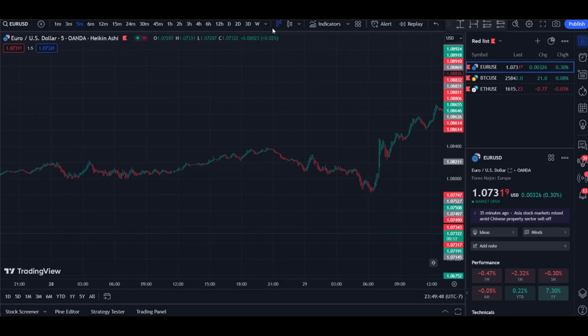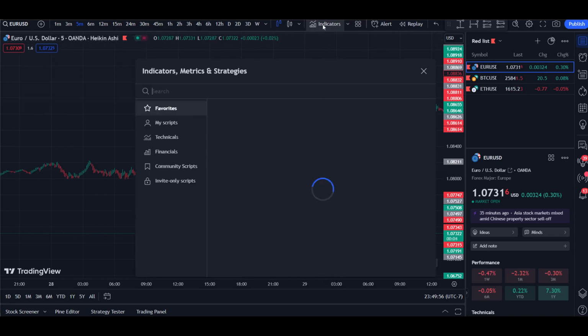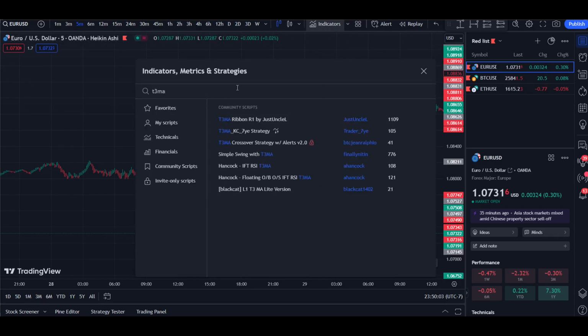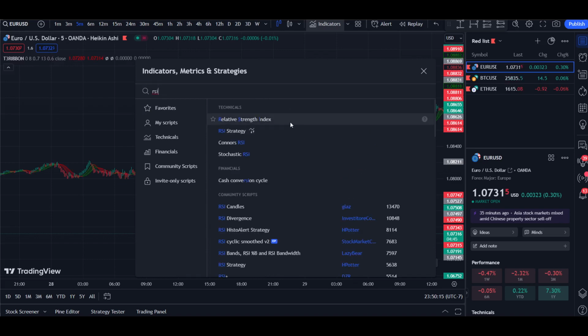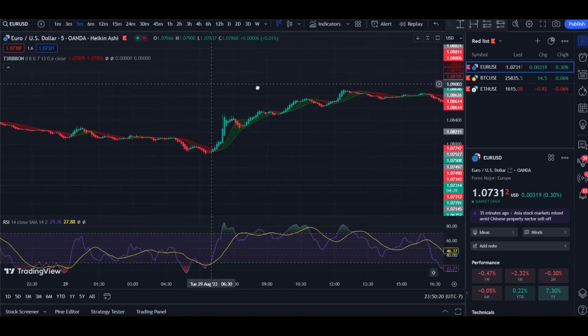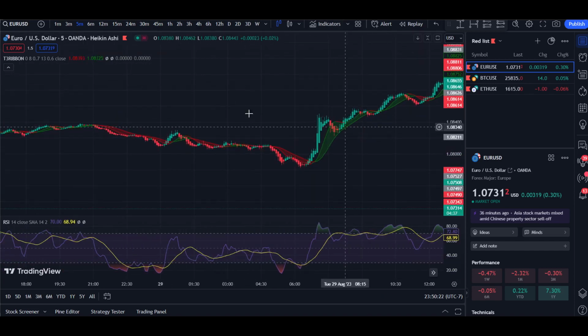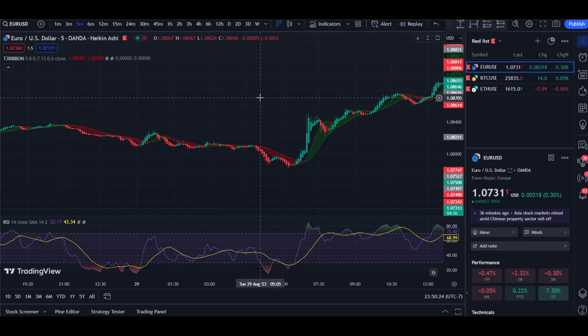So the very first thing we're going to do, we're going to go up here on candles and make sure that the Heikin Ashi candles are activated. Then we're going to go over to indicators. The very first indicator that we'll be using is the T3MA ribbon. The second indicator that we'll be using is the RSI. Those are the only two indicators that we'll be using for this strategy.